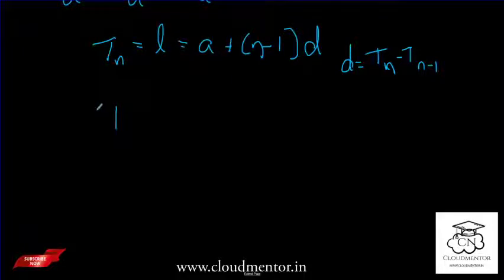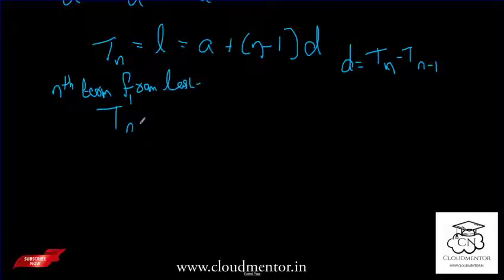The nth term from the last, we can denote it by Tn dash. This is the nth term from the last, which is equal to l minus (n minus 1) into d.